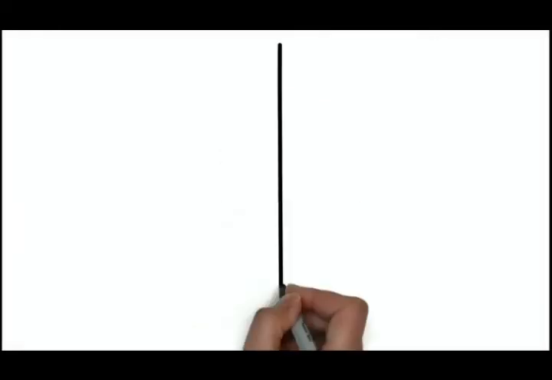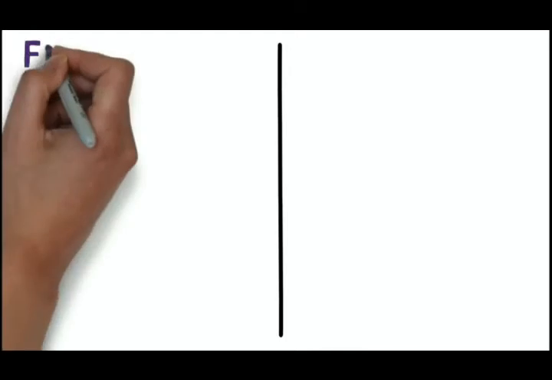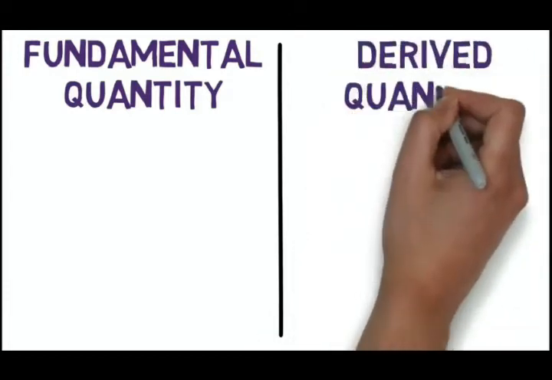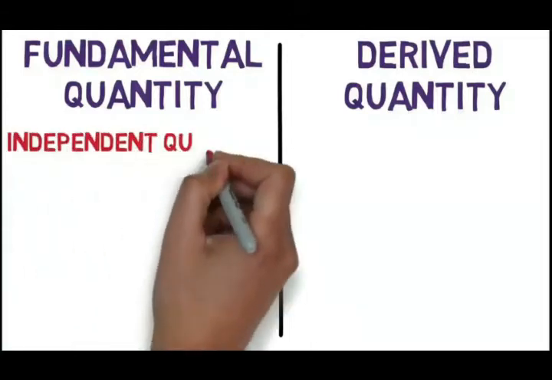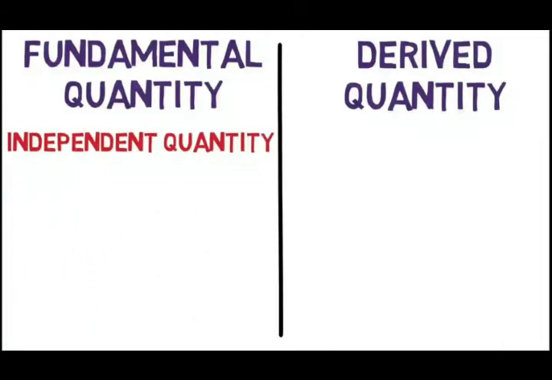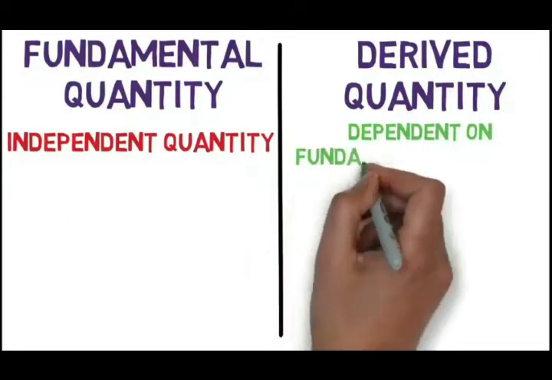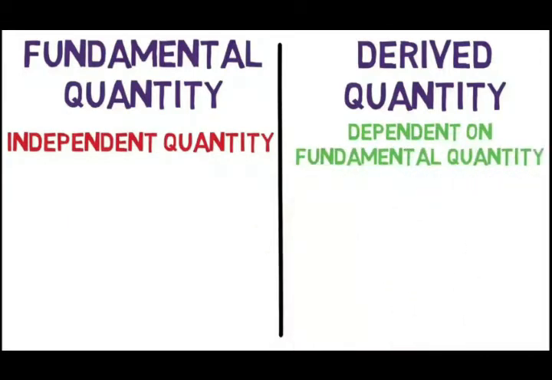Now, there can be two types of physical quantities. One is your fundamental quantity and the other one derived quantity. Fundamental quantities are independent quantities, whereas derived quantities are dependent on fundamental quantities. Fundamental quantity doesn't depend on any quantity, whereas derived quantities depend upon your fundamental quantity.